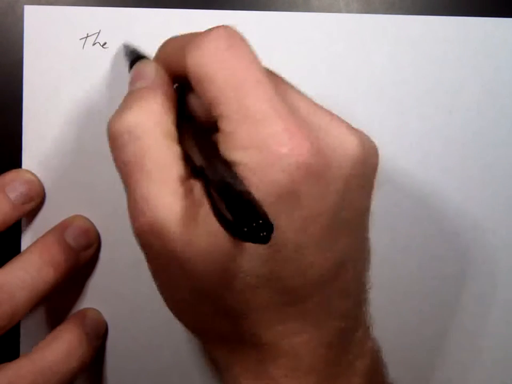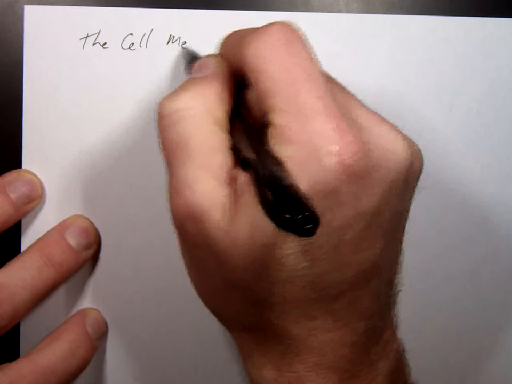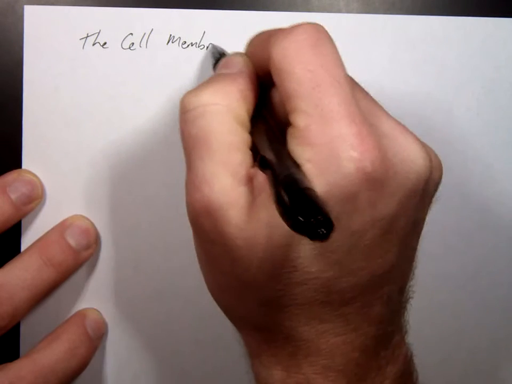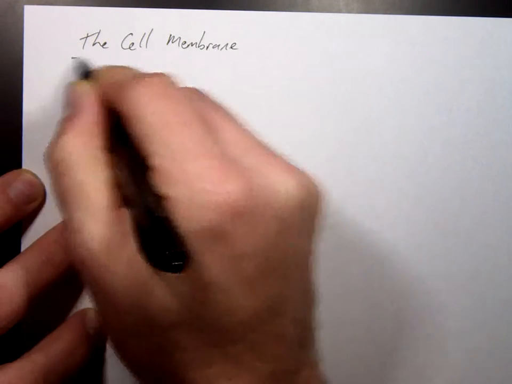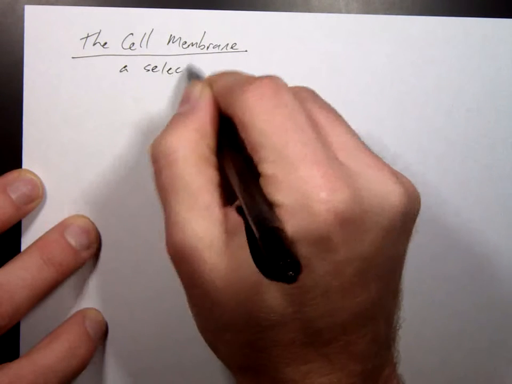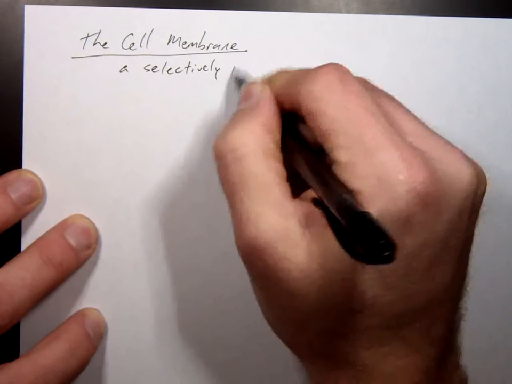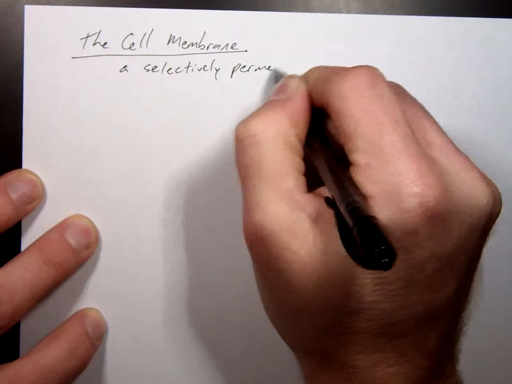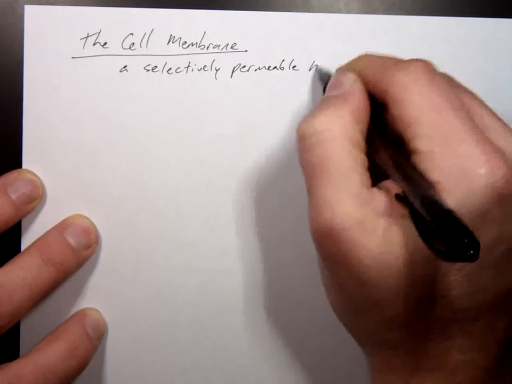All right, so the title of this is the cell membrane. And we wrote down just a little bit of this yesterday. What did we write down about the cell membrane? A selectively permeable barrier. A selectively permeable barrier around all cells. Yes.